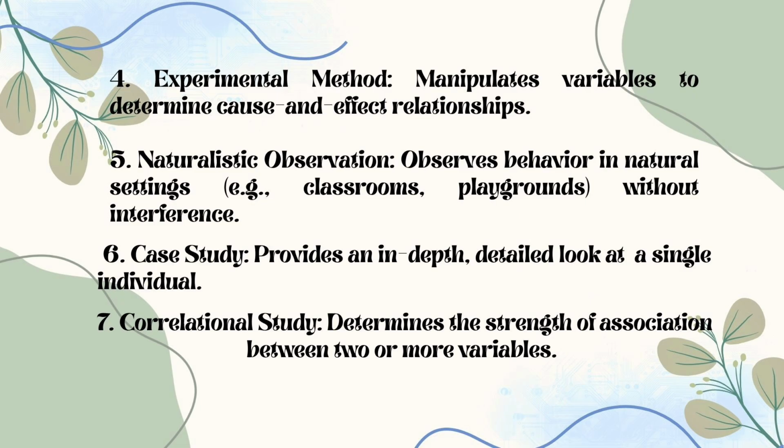Next is the experimental method. It manipulates variables to determine cause and effect relationships. So kani nga method example ani niya is there are two groups of students sa classroom. So ang group A is gitagaan sila og extra time to brainstorm their ideas sa activity. So i-extendan sila og 5 minutes while ang other group, ang group B, wala gi-extendan og 5 minutes.